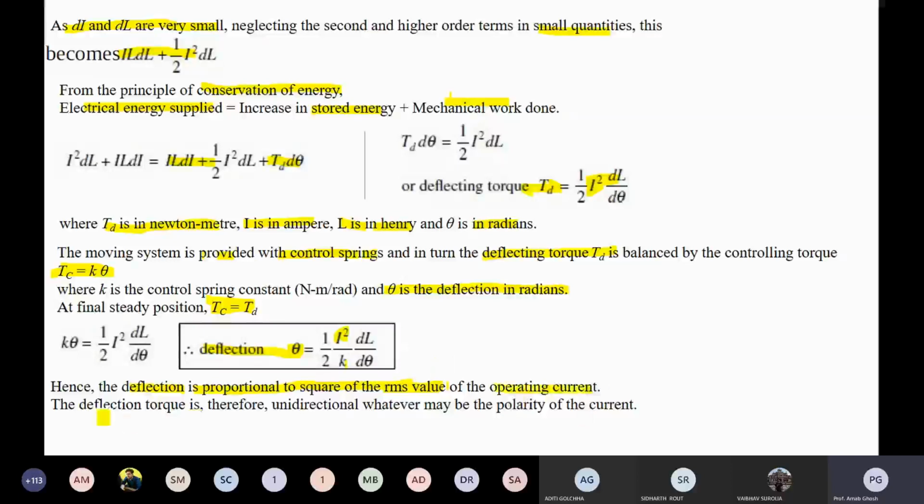The deflecting torque is therefore unidirectional, whatever the polarity of the current, because in AC there is no fixed polarity all the time. You can consider it an instantaneous polarity, but it will not be affected, because it is a square term. A square value always comes positive, so it is unidirectional, and the polarity of the current will have no effect.